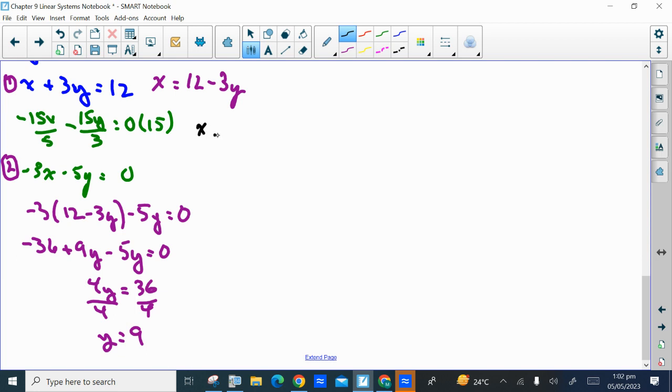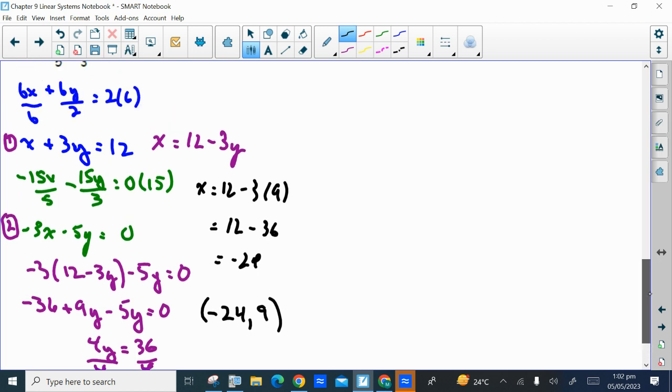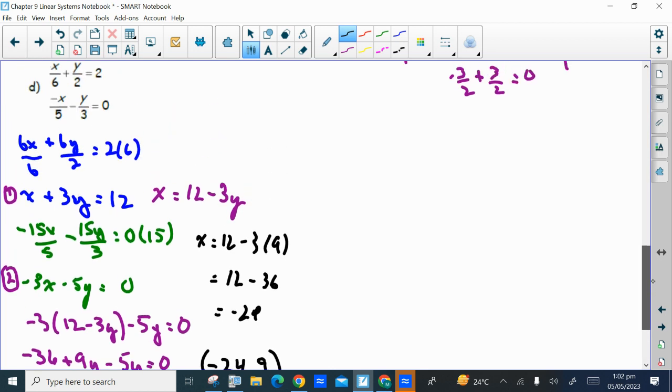And x equals 12, take away 3y. Again, we found y to be positive 9. 3 times 9 is 36. 12 take away 36 is negative 24. So we are saying that our solution is negative 24, comma 9. And that's what we need to use in our checks.